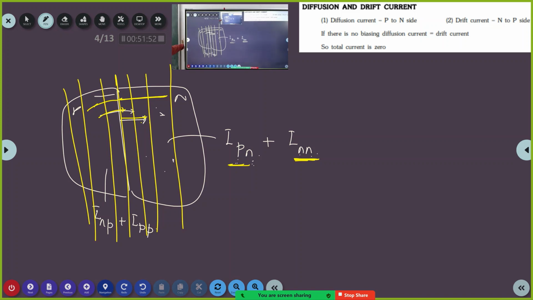Sure? Under thermal equilibrium. It should be 0? No, sir, it cannot be 0. Anytime, it cannot be 0. So, both the currents are in the same direction. The net flow is towards the right side. Net flow of charge is towards the right side.